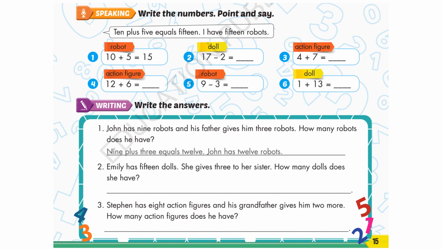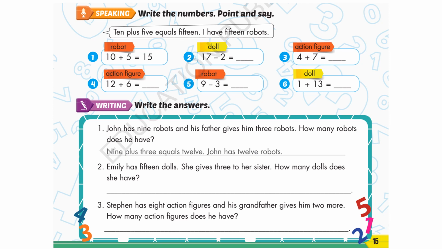Number 3, action figures. 4 plus 7 equals 11. Number 4, the action figure. 12 plus 6 equals 18. Number 5, the robot. 9 minus 3 equals 6. And number 6, the doll. We have 1 doll plus 13 dolls equals 14. Let's write the answers down the bottom.